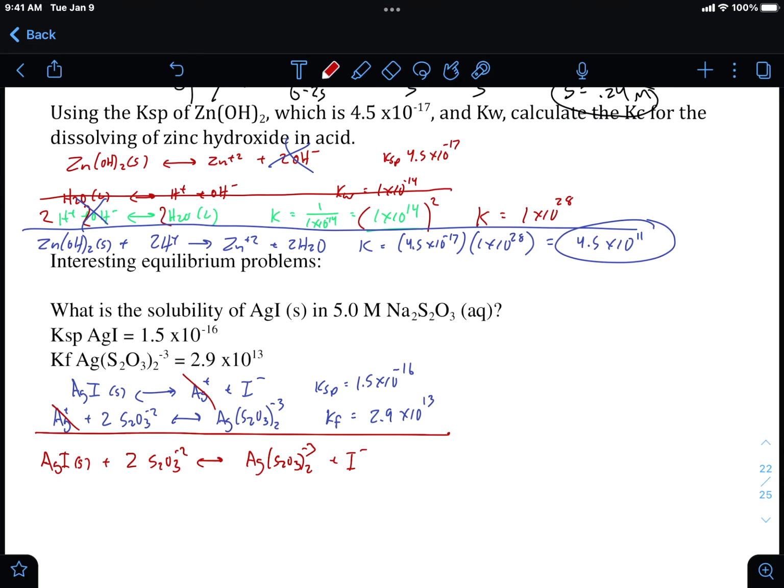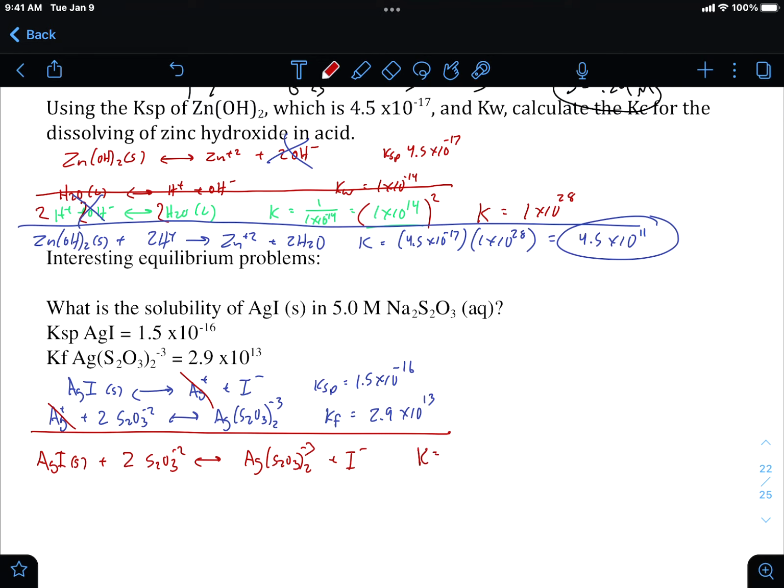I get K is equal to 0.00435. I guess we'll round it later. Okay, so I have an equation to work from. Let's read the problem a little more carefully now.